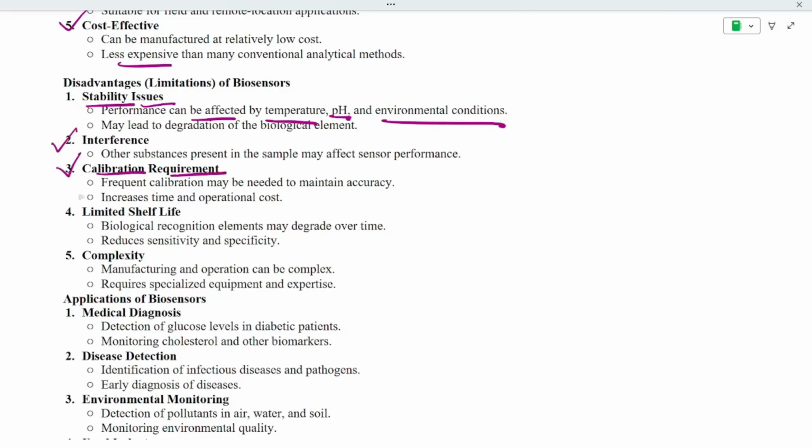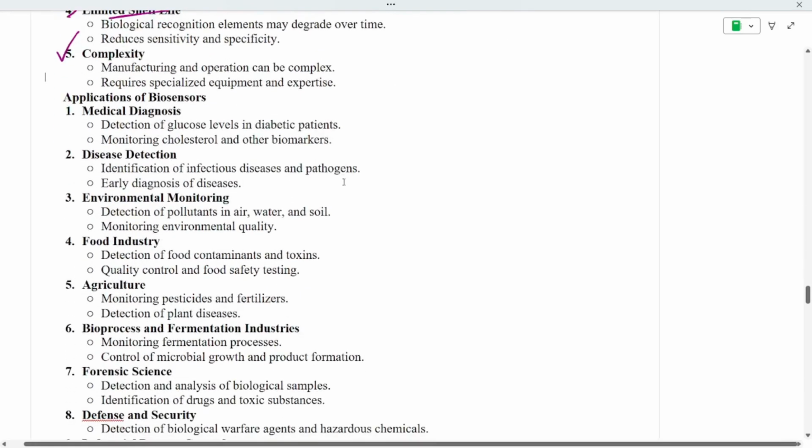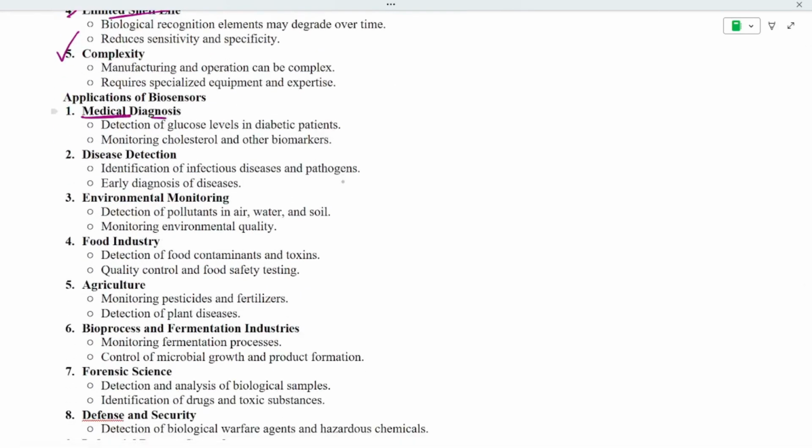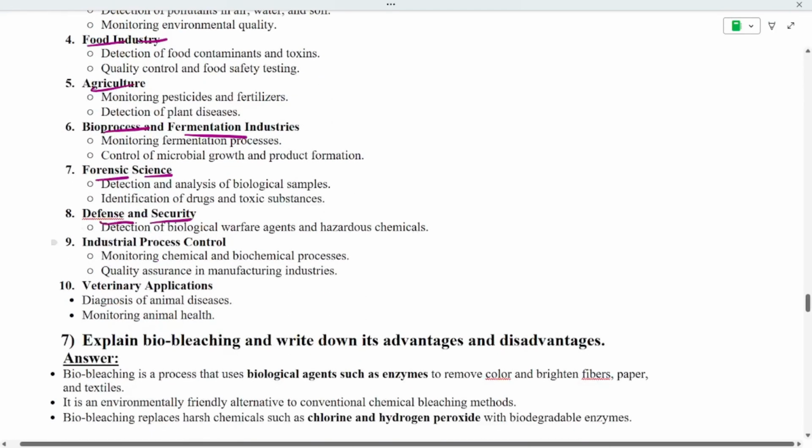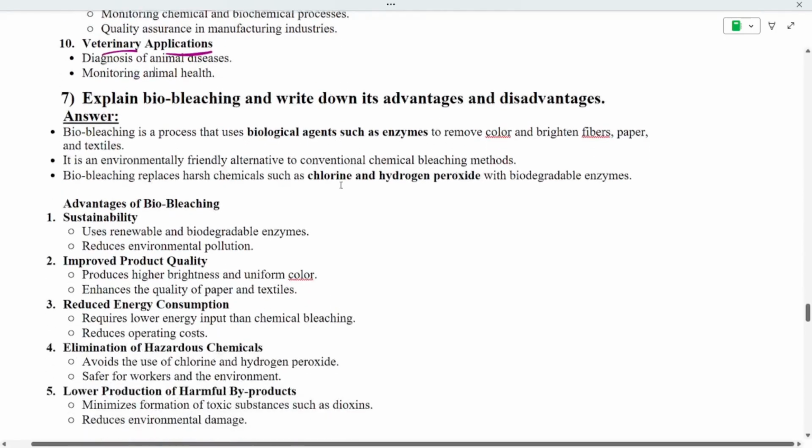Interference, calibration requirement, limited shelf life, it will not last for a longer duration. And next, the complexity. Next, if you come to the applications, that is medical diagnosis, disease detection, environmental monitoring, food industry, agriculture, bioprocess and fermentation, forensic science, defense and security, industrial process control and veterinary applications also they use.